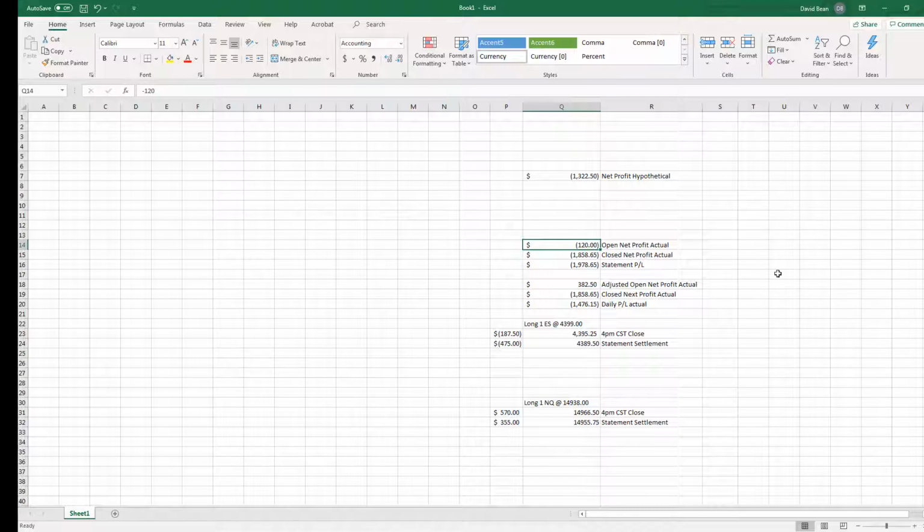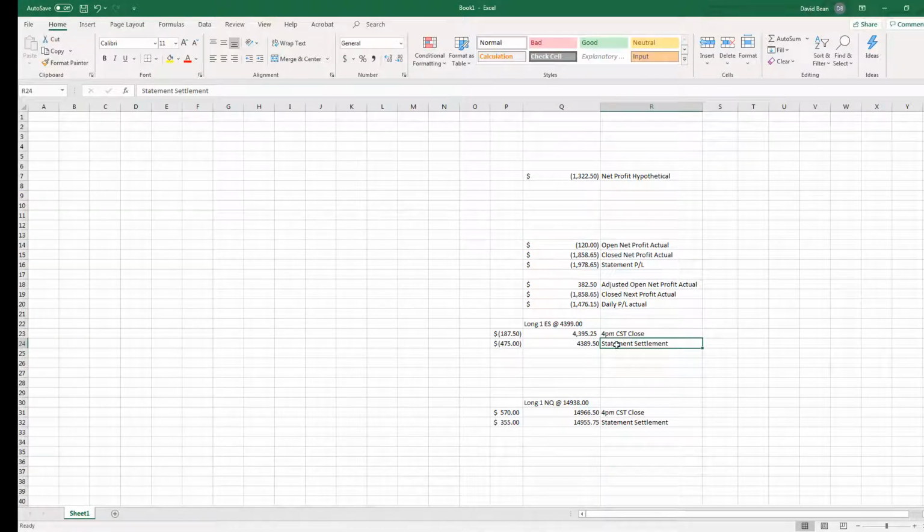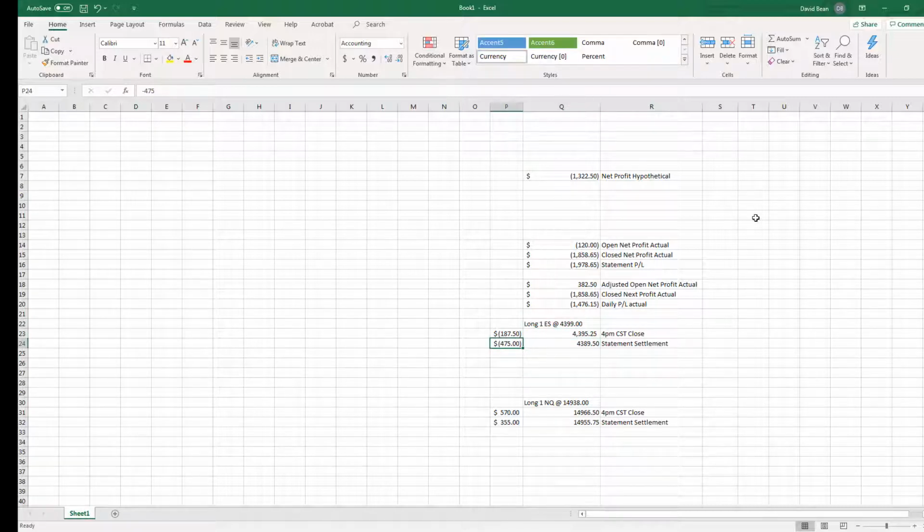What is that based on? That is based on the settlement on the statement. We had long 1 ES at 43.99, and it was long from 43.89. The settlement is 43.89.50, so minus 475 is what the statement said. We were down minus 475, but the last price at 4 p.m. Central Standard Time was 43.95.25, so it was only down 187.50 based on our calculations, while the broker settlement says minus 475.